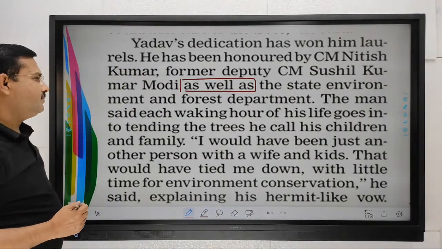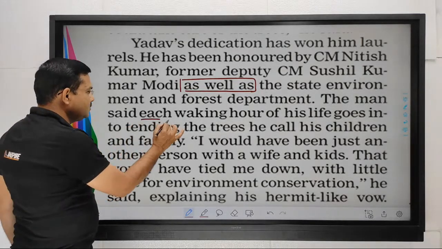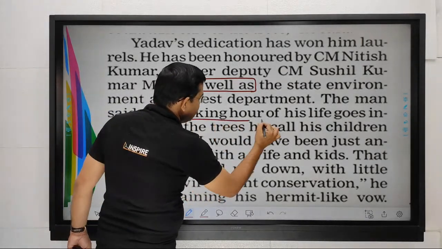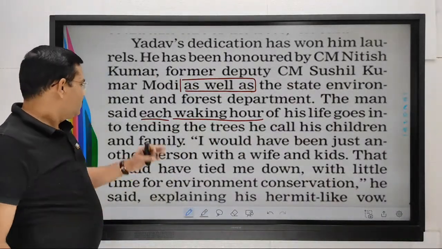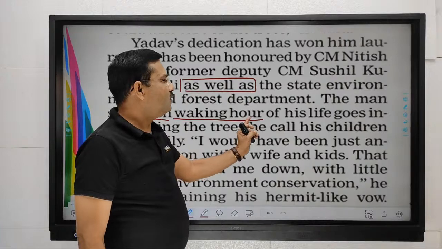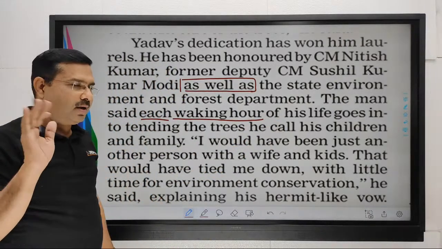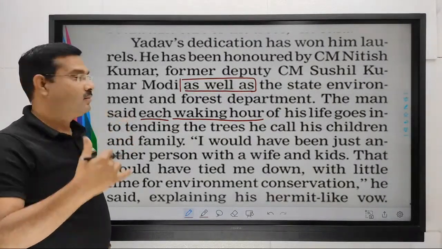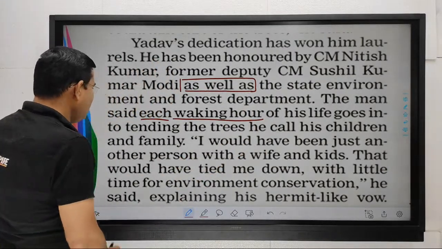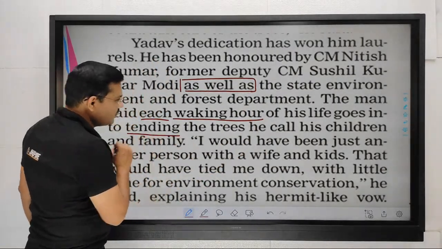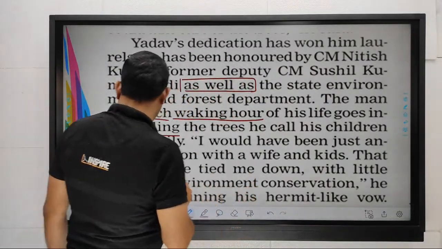The man said each waking hour, waking means when he was not sleeping. So he's saying each waking hour of his life, whenever he is awake, goes into tending, nurturing the forest. He called the trees his children and family.